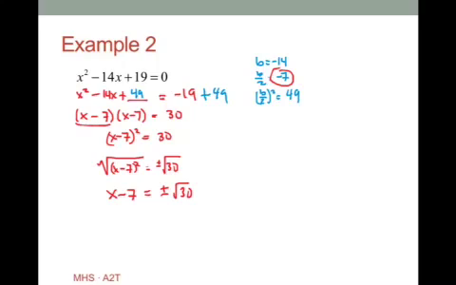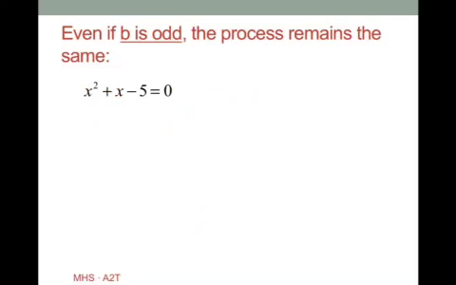Good. So what's the next thing I want to do then? Add 7. Good. Add 7 to both sides, and I'll get x equals 7 plus or minus the square root of 30, and I'm done. Notice those represent 2 different points. 7 plus the square root of 30, and 7 minus the square root of 30. Those are the 2 places it's going to cross the axis. All right, next one. Even if b is odd, the process remains the same.